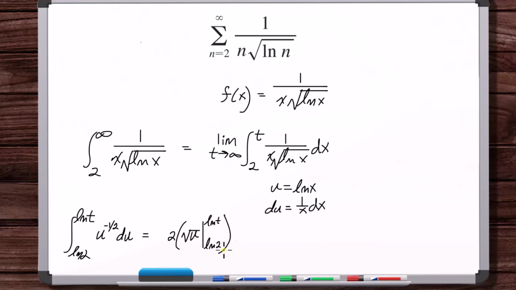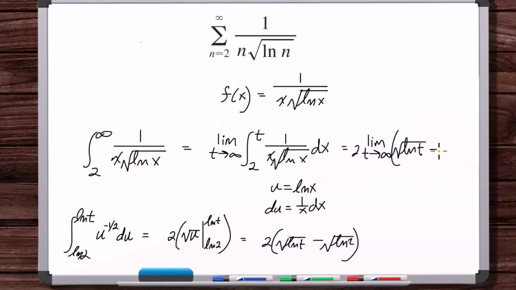log of t. So we've got 2 square root of natural log of t minus square root of natural log of 2. So we can bring out that 2, the limit as t approaches infinity, and we can see that this goes to infinity, which means it's divergent, so this is divergent.